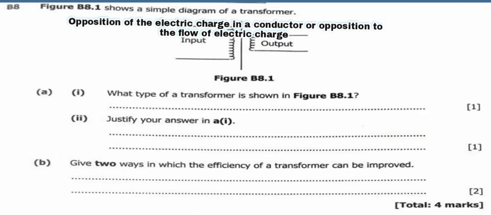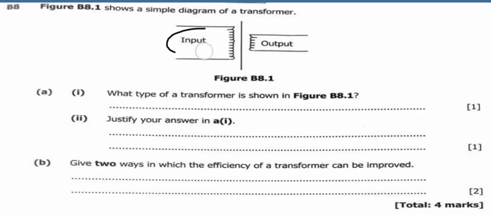The next one. Figure B8.1 shows a simple diagram of a transformer. So we have the input and also the output. Now, when we talk of a transformer, this is an electronic device which can step up or step down the voltage of an AC. To step up is to increase, to step down is to reduce the voltage. It can step up or step down the voltage of an AC, not the voltage of a DC.